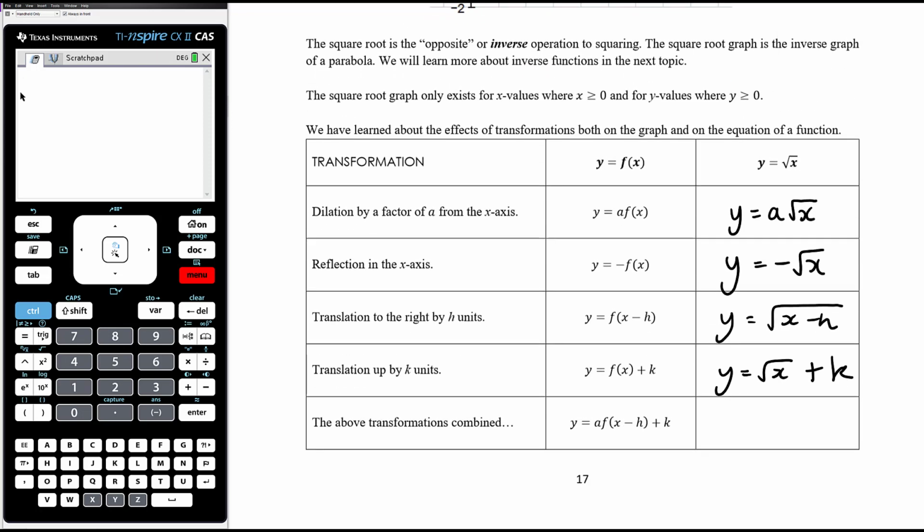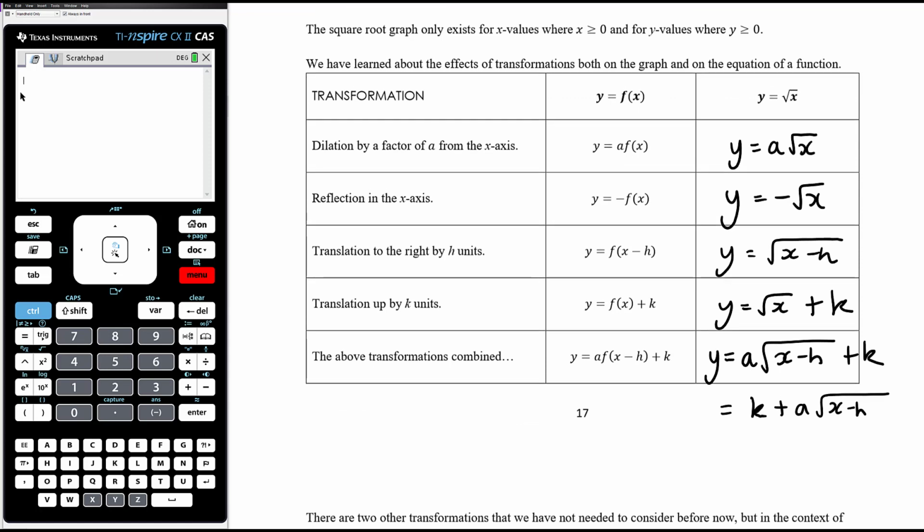Okay, and then obviously combining those together, we could have y equals a, so our dilations and reflections from the x-axis, times the square root of x minus h, so translations left and right, plus k, translations up and down. Obviously that would be the same as writing it as k plus a times the square root of x minus h. So, you can write it the other way around as well, it's still the same thing.